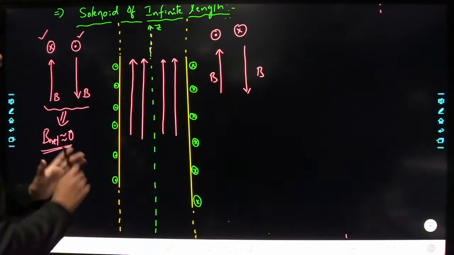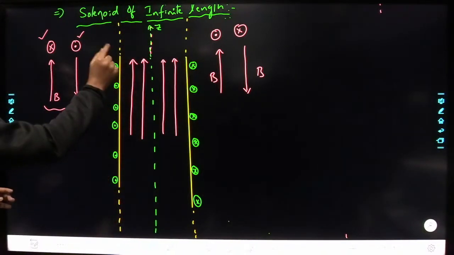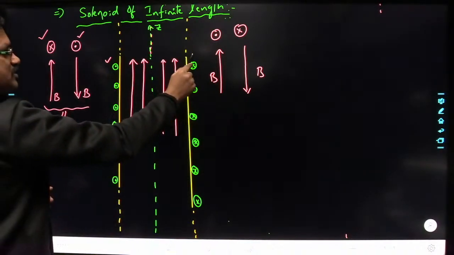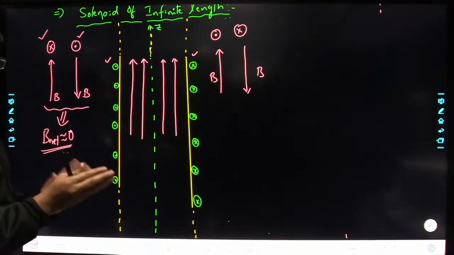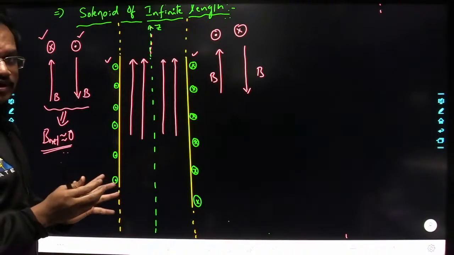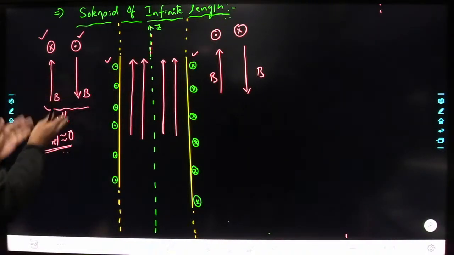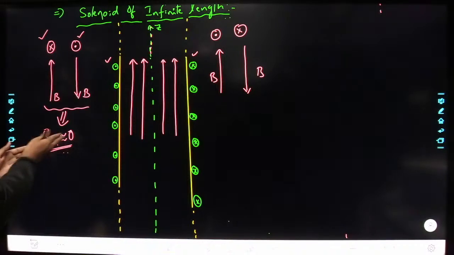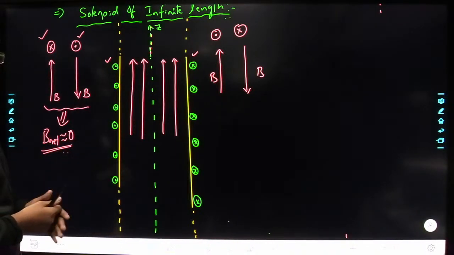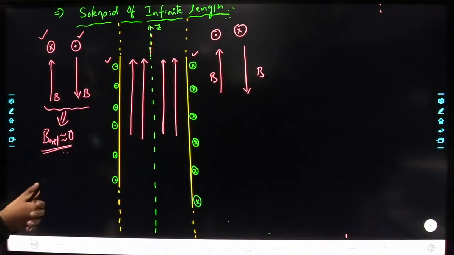Understood? In that case, the B field produced by these elements and the B field produced by these elements will be almost the same. So under that condition, I can consider the net magnetic field is approximately equal to 0 outside the solenoid.